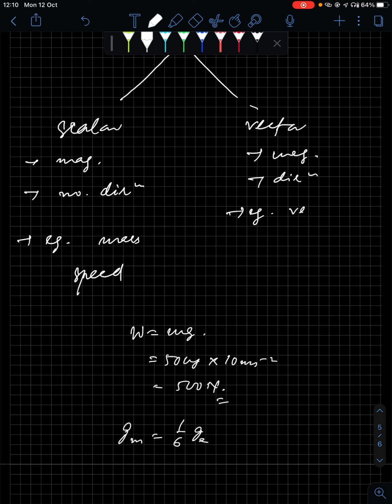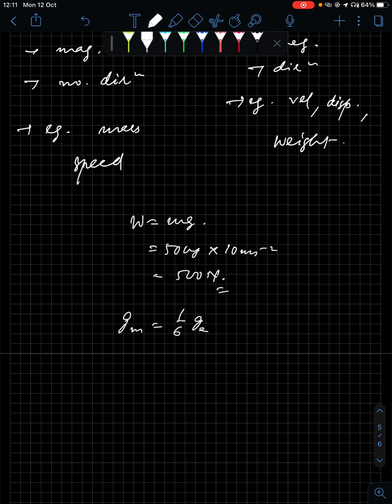Examples can be velocity, displacement, weight. Then acceleration is an example, force is an example. You apply force in a certain direction, therefore it is a vector quantity. When you do not apply force in a certain direction, you do not call it a force. Okay. So I hope these topics are clear.